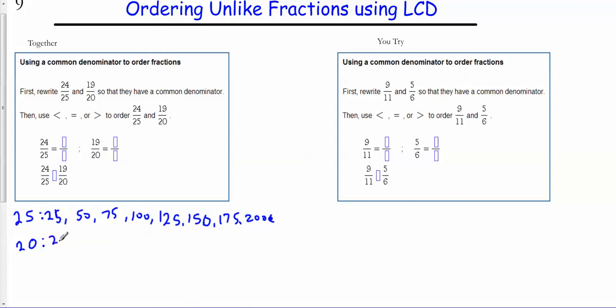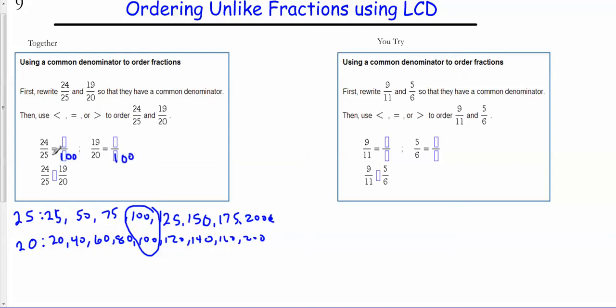So here, 20, 40, 60, 80, 100, 120, 140. So obviously you see the pattern that's repeating. So what's the smallest number they have in common? 100. So I've got to rewrite this with my common denominator, which is 100.